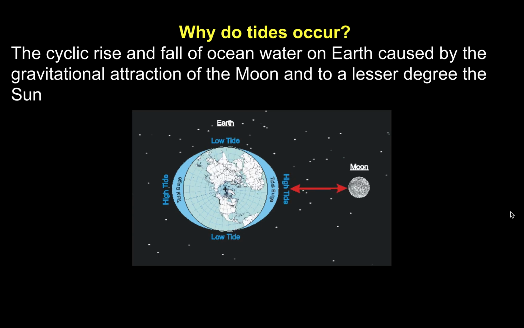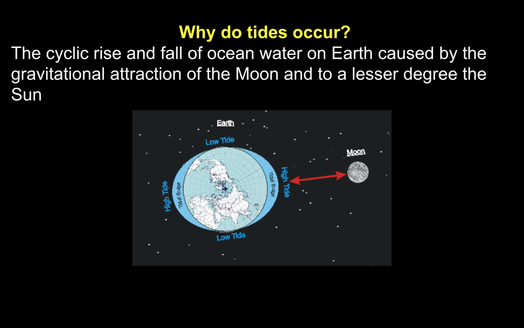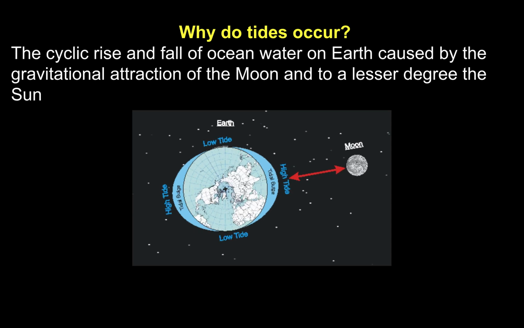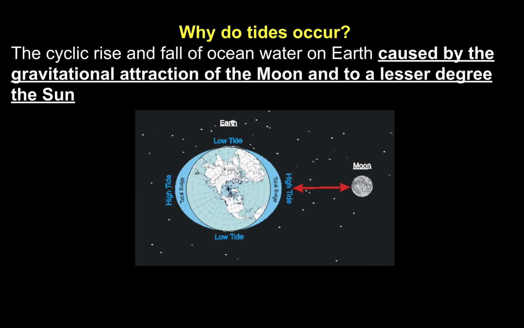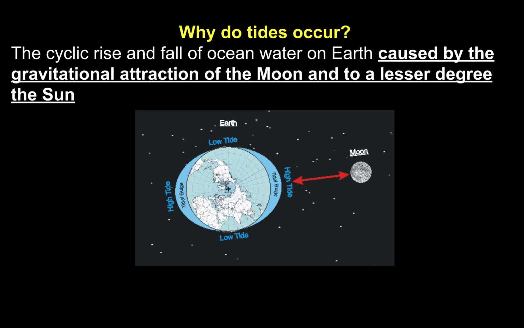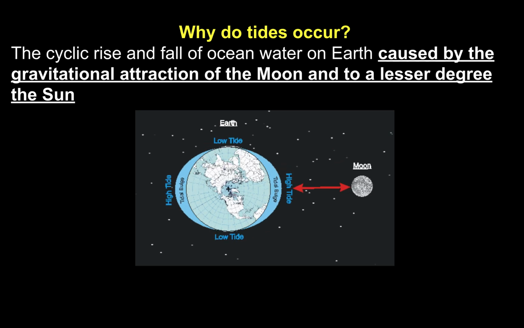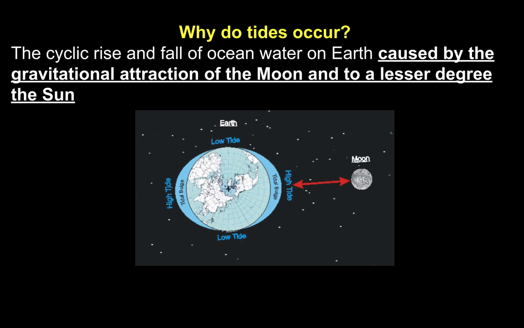Now that we've talked about tides and what they are, we need to talk about why do they occur. And to answer this question, we're going to focus on the second part of the definition. Tides occur because they are caused by the gravitational attraction of the moon and to a lesser degree the sun.